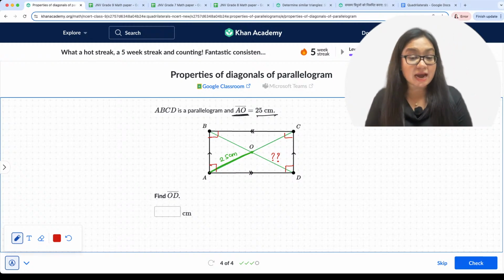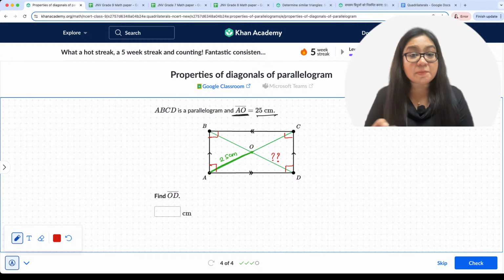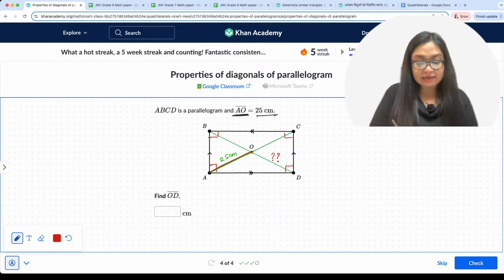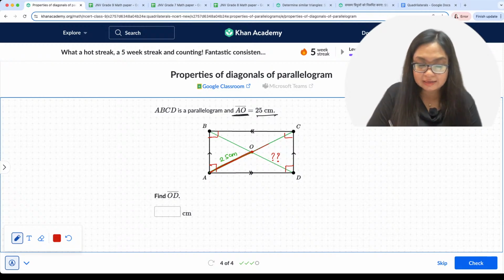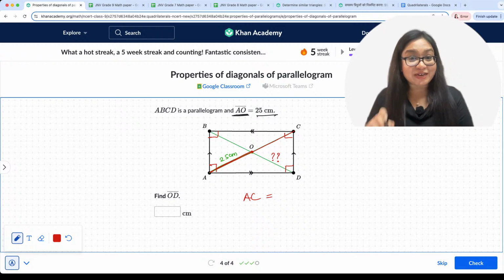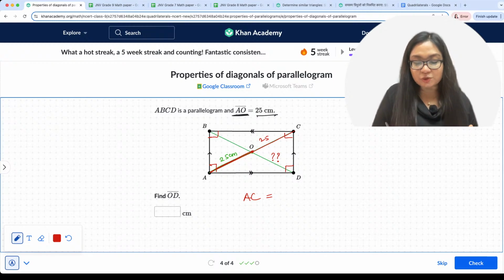And now I will say that along with the diagonals bisecting each other, the diagonals are going to be equal as well. Okay. So, AO value is given as 25 centimeters here. That means the entire diagonal OC, AC will be equal to how much? Twice of 25, right? O is the midpoint of the diagonal. One part is 25, the other part is also 25. So, the length of diagonal AC will be 25 plus 25, that is 50 centimeters.